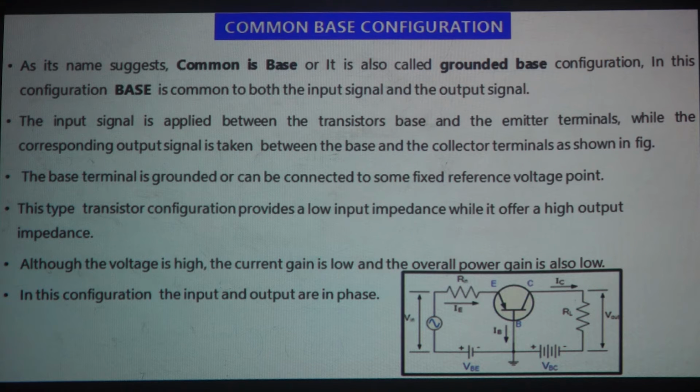Now this type of configuration provides low input impedance while it offers high output impedance. Although the voltage gain is high, the current gain is low. Therefore, the overall power gain is also low. In this configuration, input and output are in phase. So these are the characteristics of a common base configuration.